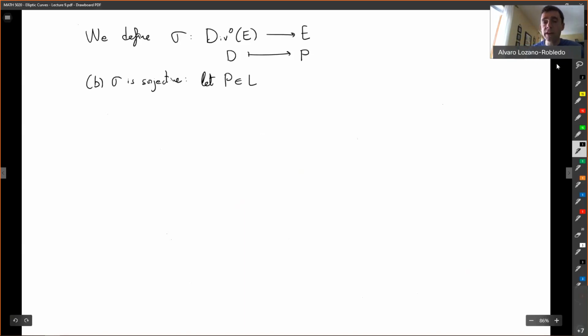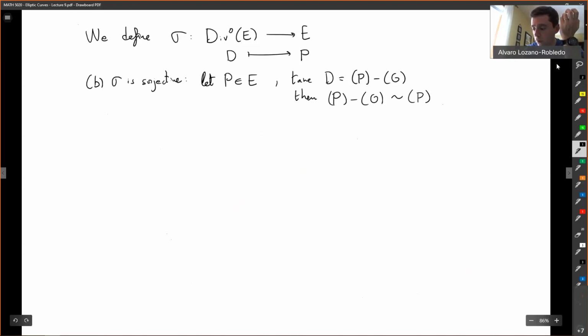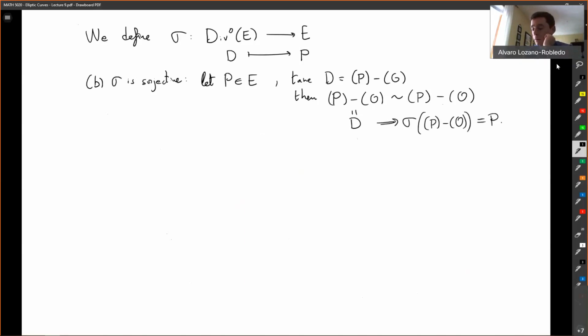I need, fixing a point on E, some divisor that maps to E, but then take D to be P minus O. Then trivially P minus O is equivalent to P minus O, right? But there is a unique P such that D is equivalent to P minus O. So this tells me that sigma of D needs to be P. So sigma of P minus O always maps to P. Okay, and that gives me the surjectivity that I needed.